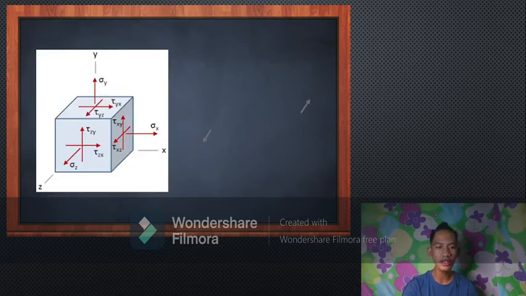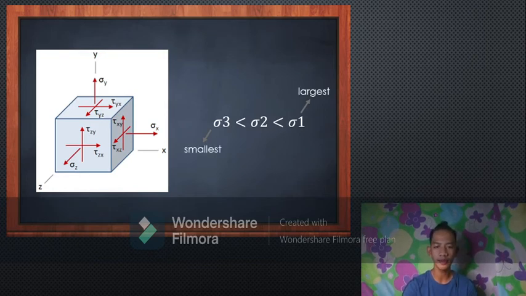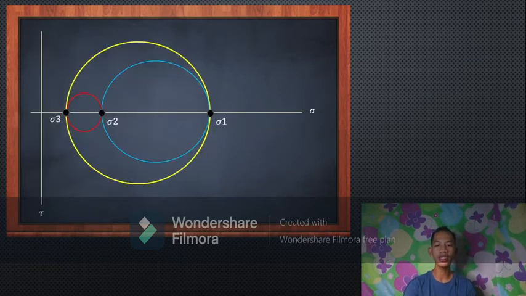This is how a three-dimensional stress element looks. We have three principal stresses, which by convention are numbered from largest to smallest. Mohr's circle in three dimensions is made up of three different circles drawn as shown here.